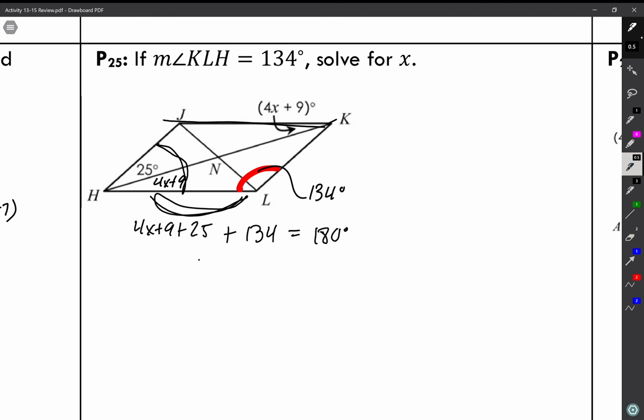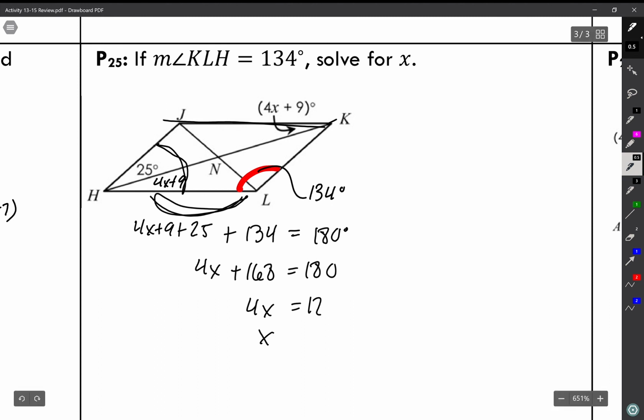Let's simplify a little bit. 4x plus 168 is equal to 180. 4x is equal to 12, so x is equal to 3. Whew. Do not look at my key for that one. That one is incorrect. X is equal to 3.